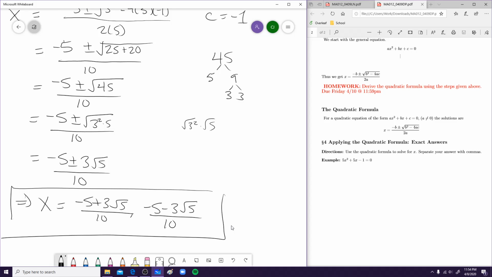One question for you guys to think about. Why did I not cancel this 5 and 10? Because they are terms, right? If this was a 5 over here, we could have factored that out, and then we could have canceled them. But remember, only factors cancel factors. Negative 5 and 10 are considered terms, so therefore we cannot cancel them because there's another term right here. All terms have to have the common factor.